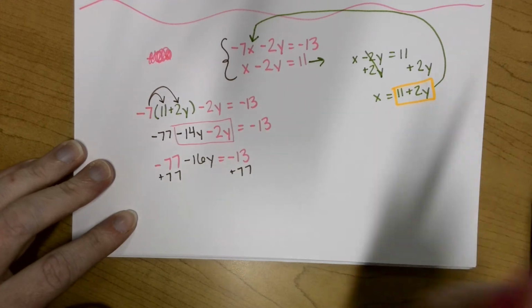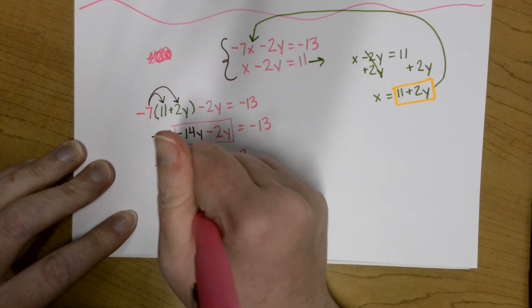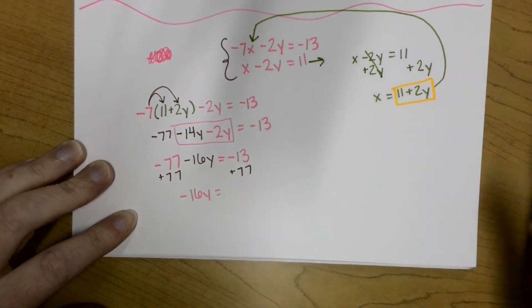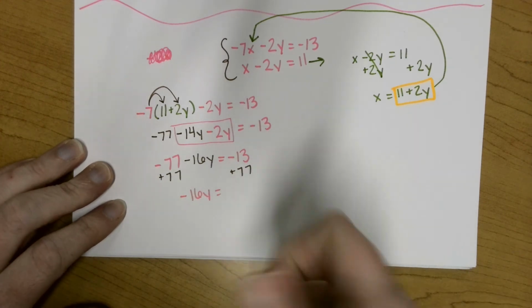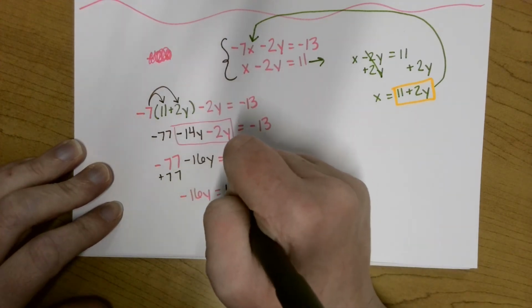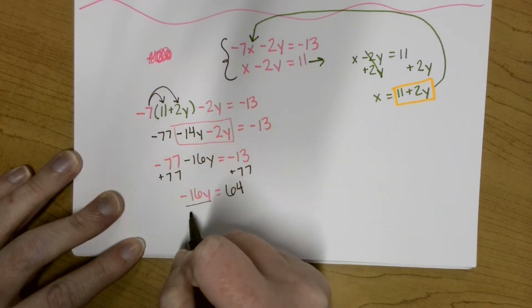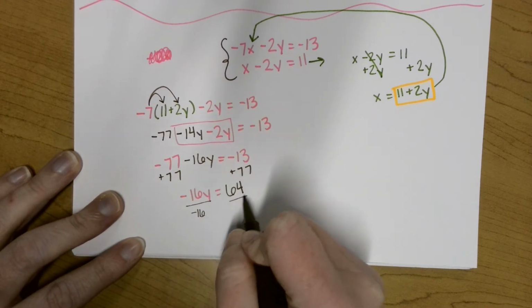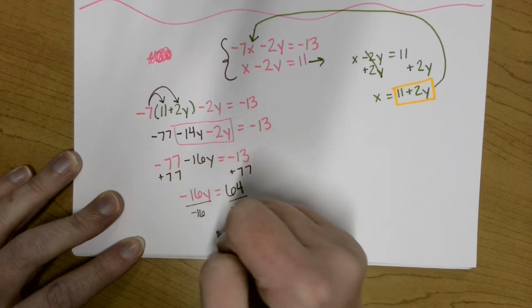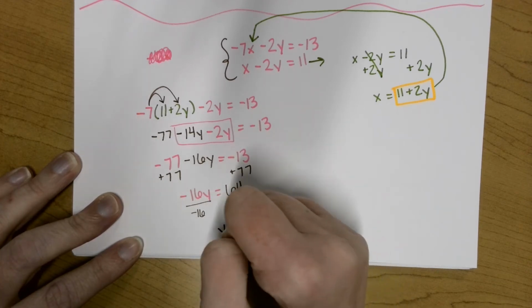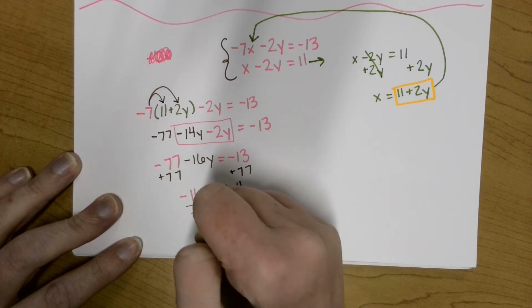And this is going to give me -16y equals +64. Then we'll divide both sides by -16. And y is going to equal -4.